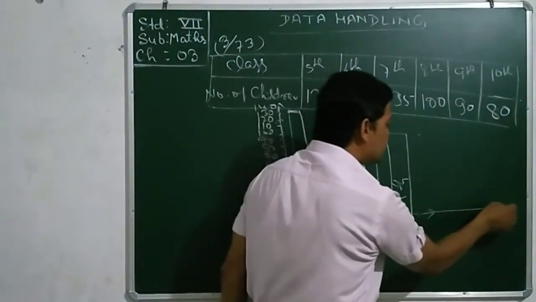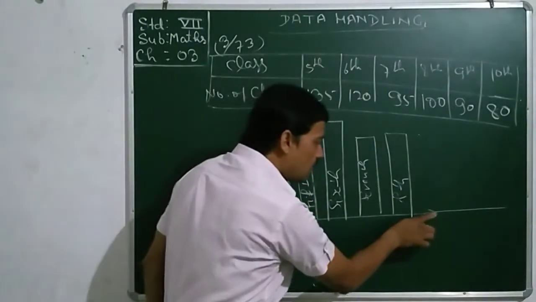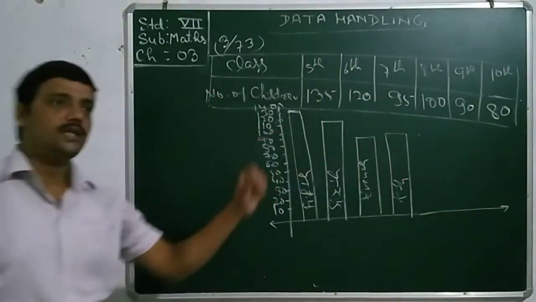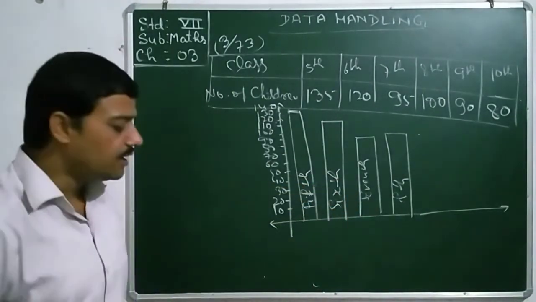I need to extend this line as I had shown you. So the arrow will not be represented here. The arrow must be shown at the end of the line. In this way you can prepare your bar graph.